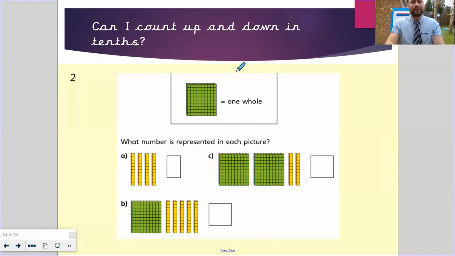For challenge number 2, here you've got pictorial formats, and you basically need to write down the number that is represented in each picture, okay, writing it as fractions in tenths. So I don't want you to just write the number, I want you to write it as a fraction because they are divided into tens. And 1 whole is represented here as 10 lots of 10, yeah?